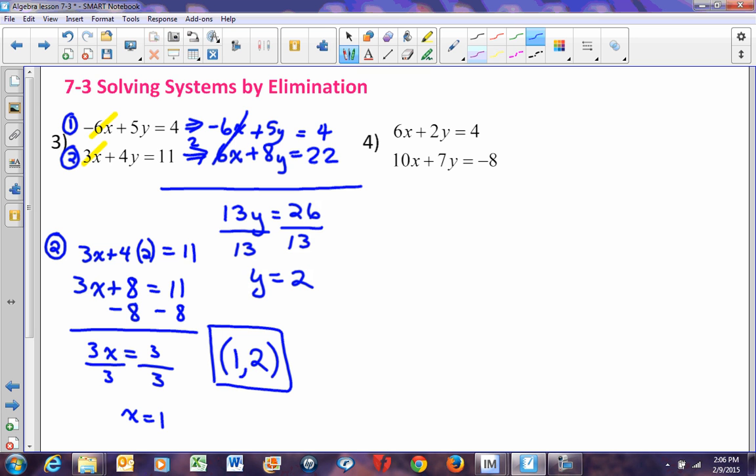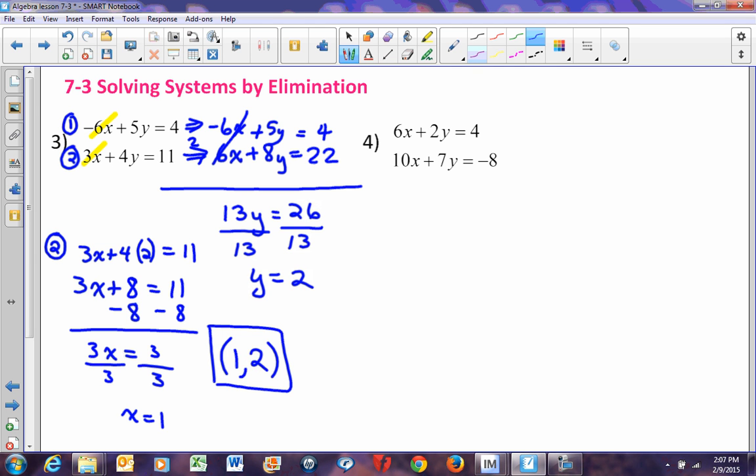Now, if we look at equation number 4, nothing's negative. So one of the equations will have to be multiplied by a negative number, and one of the equations will have to be multiplied by a positive number to either get x or y to cancel out. I think it might be a little bit easier in this instance to cancel out y, because the common multiple of 7 and 2 is 14. So I would need to multiply the top equation by 7 and the bottom equation by 2, one of which would have to be negative.